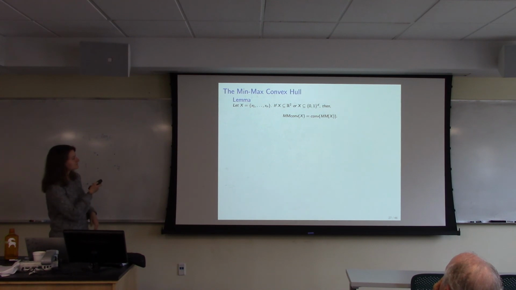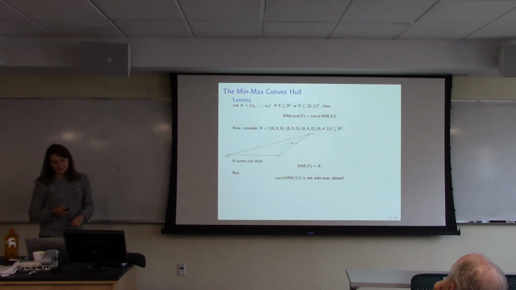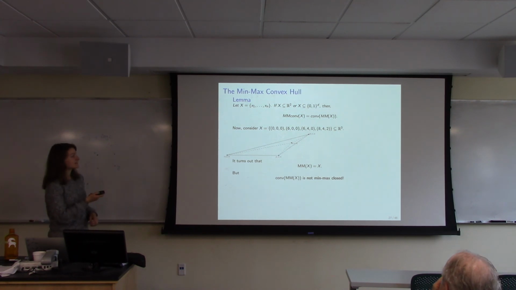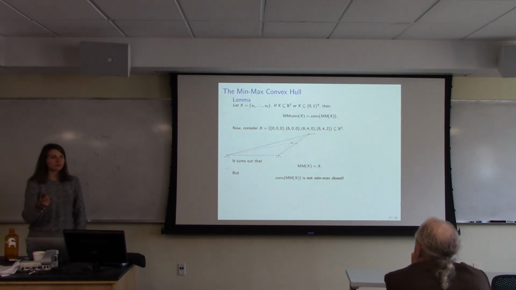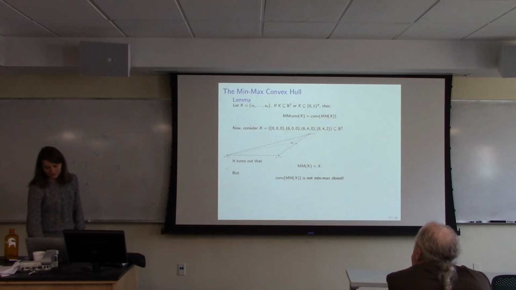So here is a counterexample. Suppose we take these 4 points in R3, this is our x, and this set is min-max closed because the points are in order. For any pair of points, one is the minimum, one is the maximum, so it's min-max closed. But the convex hull, which is just this tetrahedron, is not min-max closed. So here is a point.